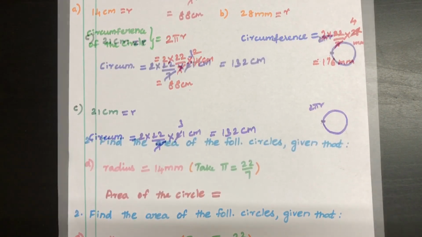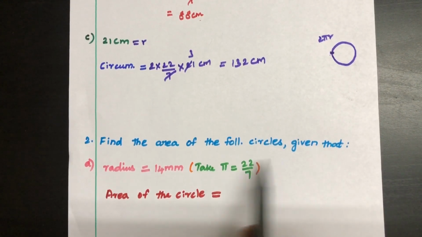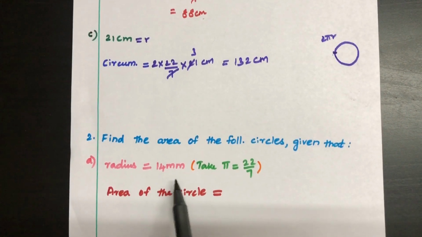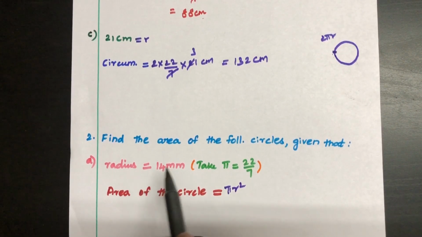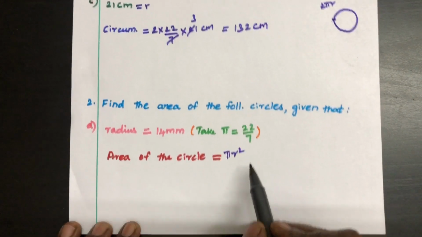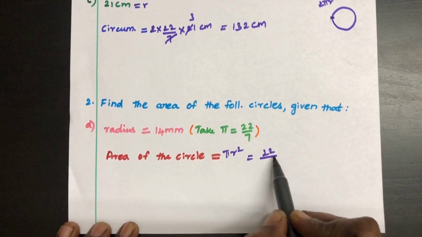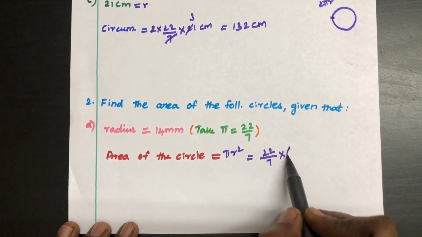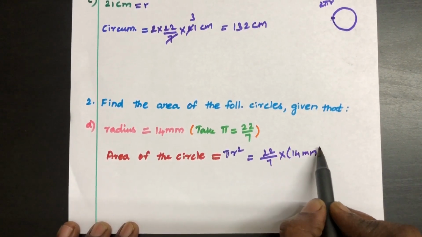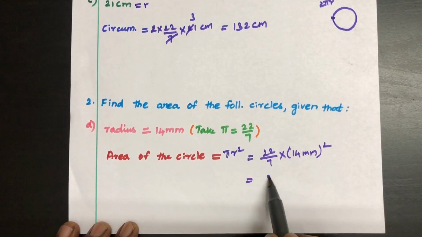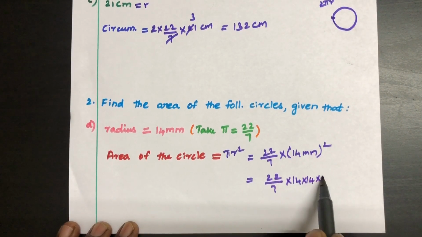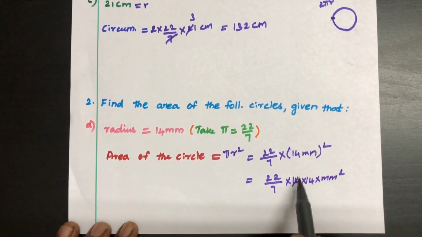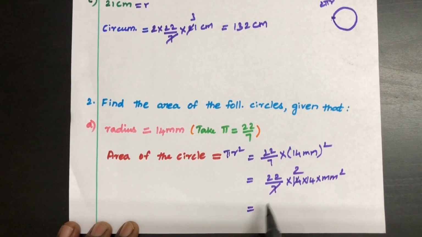That's all. Find the area of the following circles, given that radius is equal to 14 mm. Take pi is equal to 22 by 7. Area of the circle formula is pi r square. So r is given. This is equal to 22 by 7 into r square, 14 mm the whole square, which is equal to 22 by 7 into 14 into 14. It is a square thing, right? mm square.